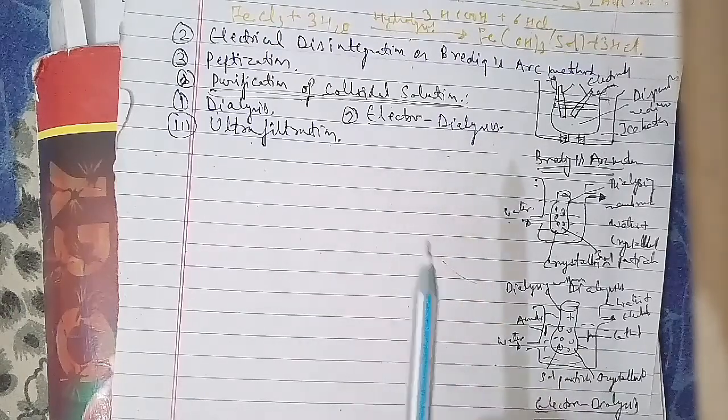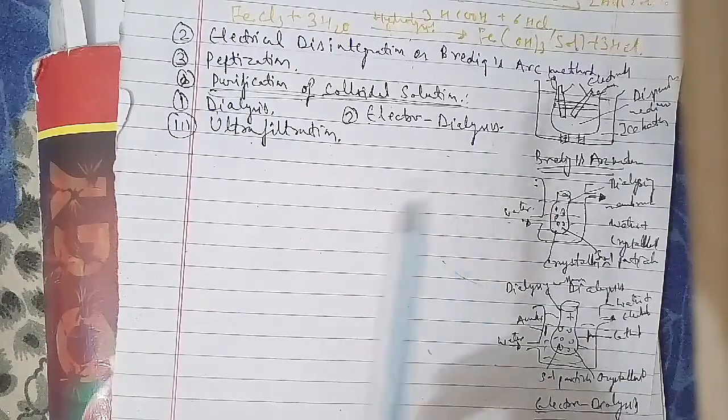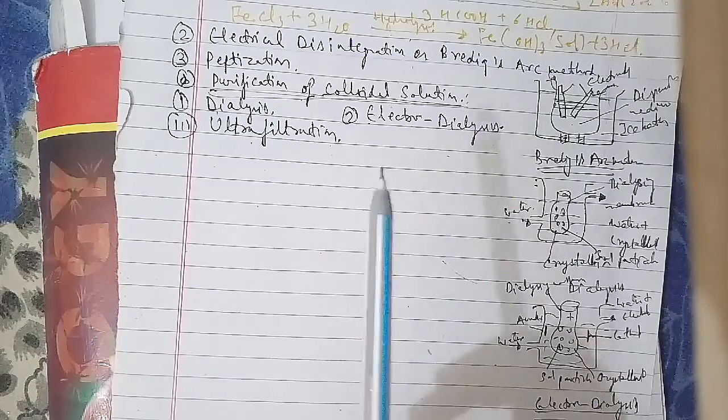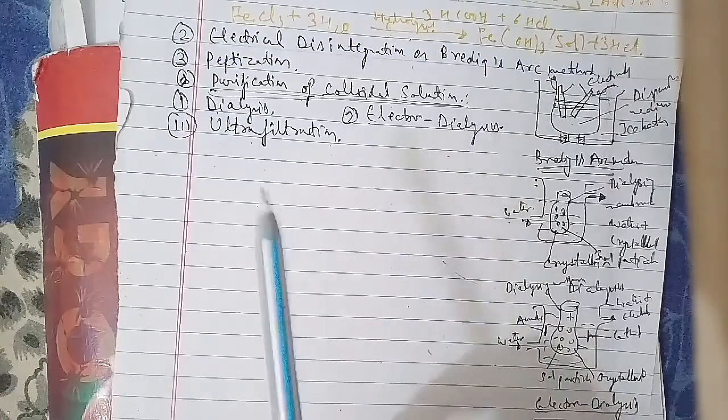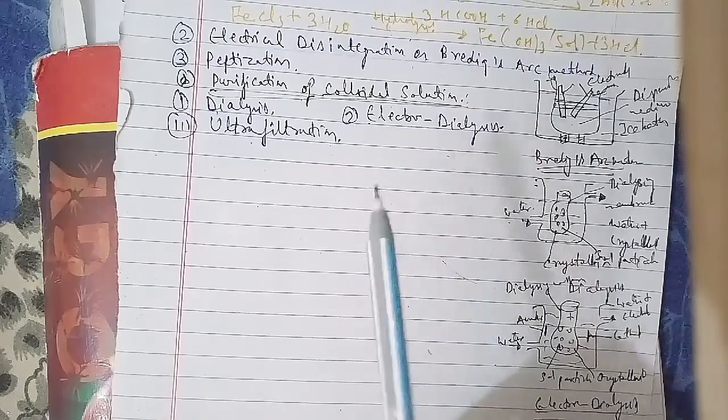An ultrafilter paper may be prepared by soaking the filter paper in the colloidal solution, hardening it by formaldehyde, and then finally drying it up.